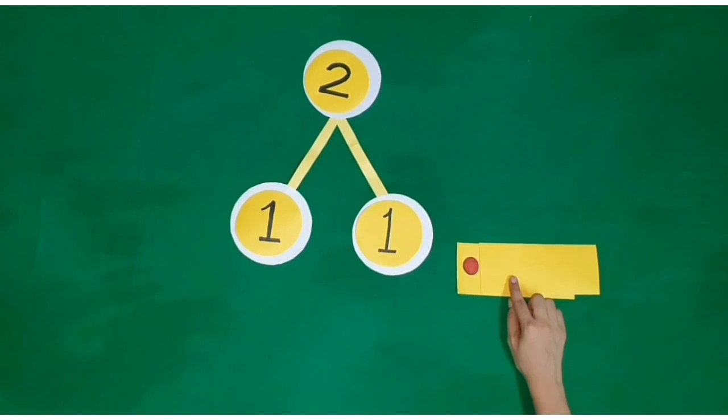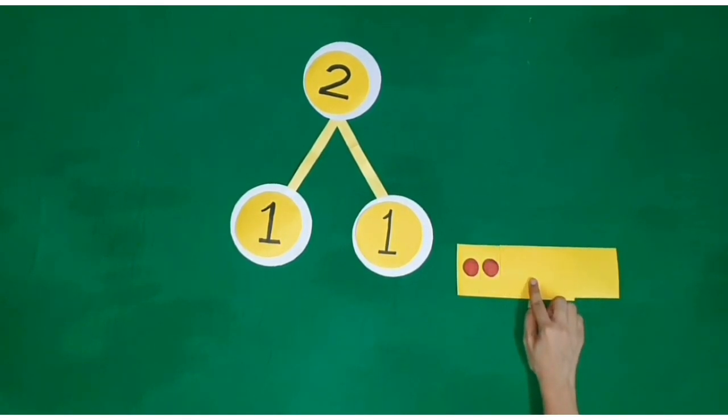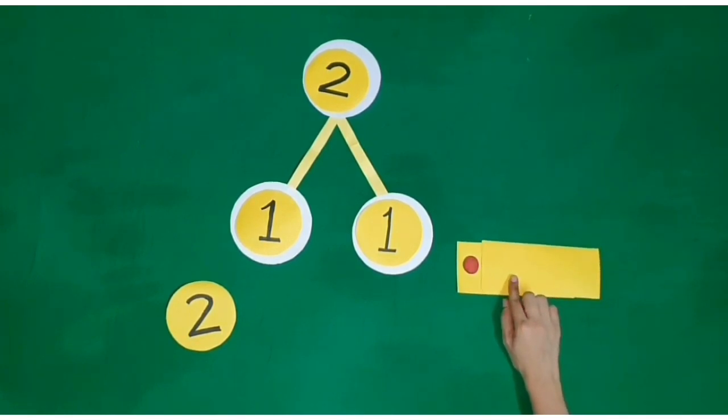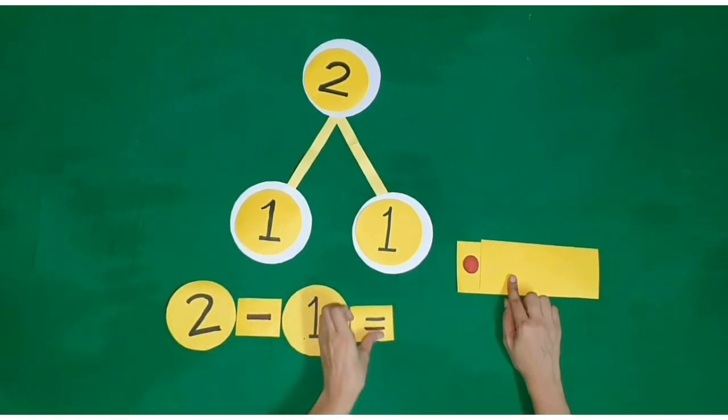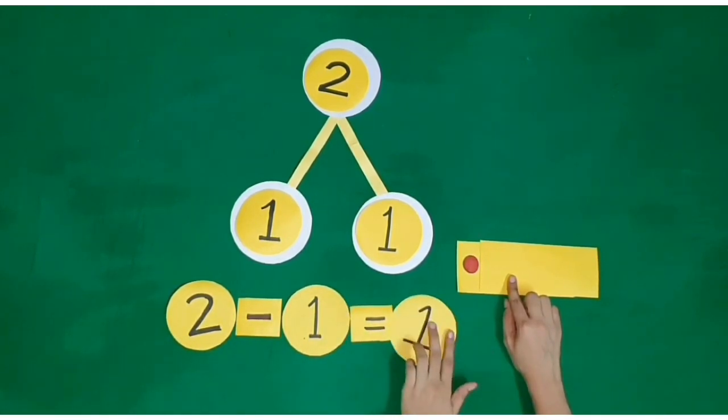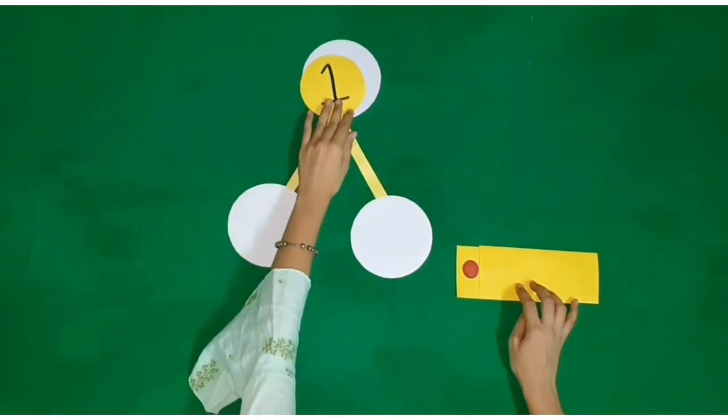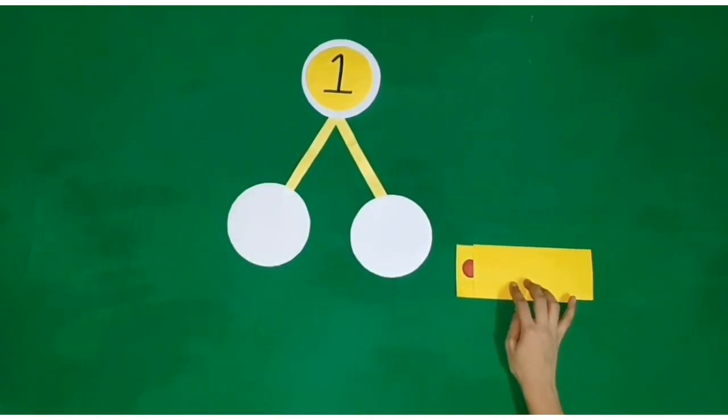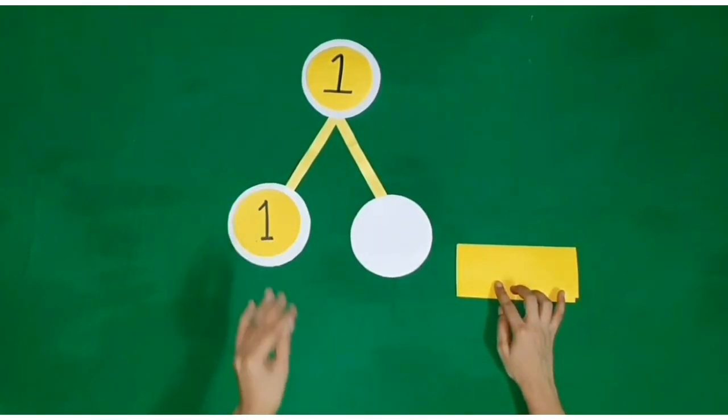Dot left behind is 1 dot. 2 dots minus 1 dot is equal to 1 dot. Just see here, 1 dot. 1 dot is hid under the card.